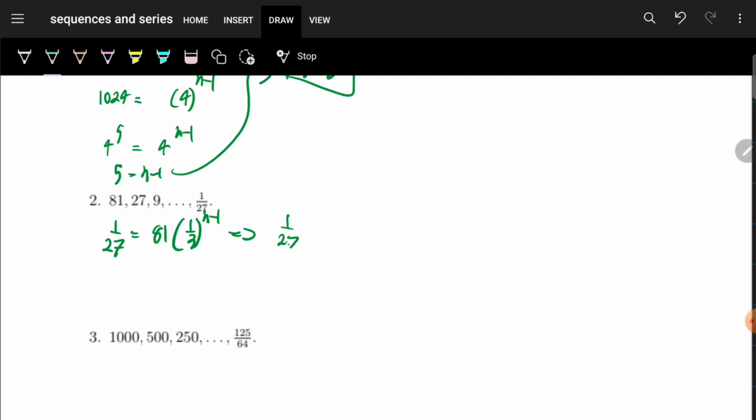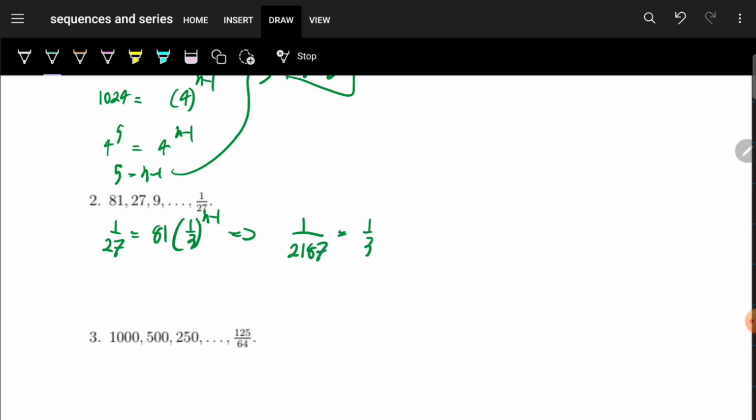1 over 27 divided by 81 is the same as, because 81 is the same as 81 over 1, right? You can always put a denominator of 1 under anything. So divided by 81 is the same as multiplied by 1 over 81. And in fraction multiplication, you just multiply the top by the top and the bottom by the bottom. So long story short, in order to divide both sides by 81, you just have to multiply 81 and 27 and put that in the denominator.